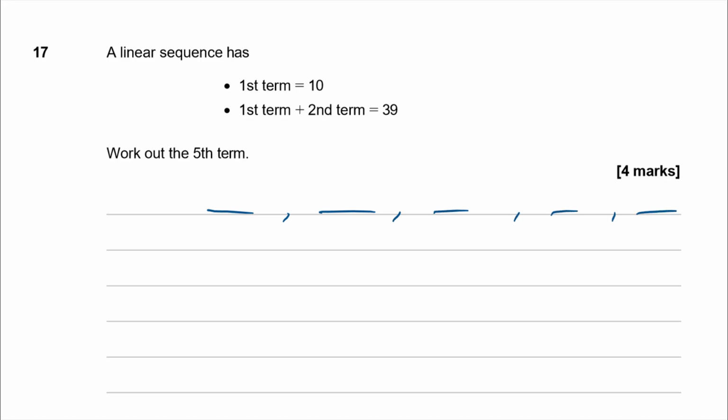Okay, I know that the first term is 10, so that's going to go here, isn't it? So the first term is 10. Second term, first term plus second term is 39. So if I know that the first term is 10, then the second term is going to be 39 minus 10 then, that's 29. Okay, so 29 must go here. So that comes from here, which came from here really.